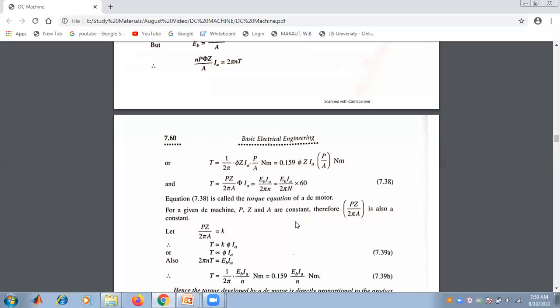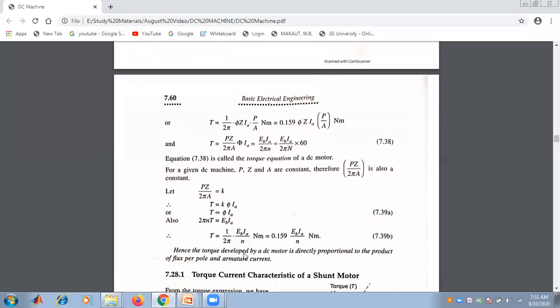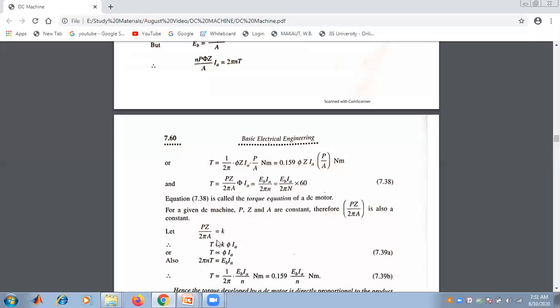We all know 2 pi n T equals Eb Ia, that is torque into omega equals Eb Ia, or torque equals Eb Ia by 2 pi n Newton meter, where n is the RPS, so torque equals 0.159 Eb Ia by n Newton meter. And another part, torque is proportional to phi into Ia. Hence the torque developed by a DC motor is directly proportional to the product of flux per pole and armature current.